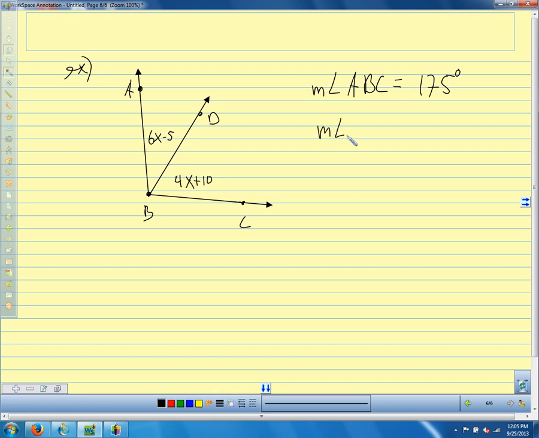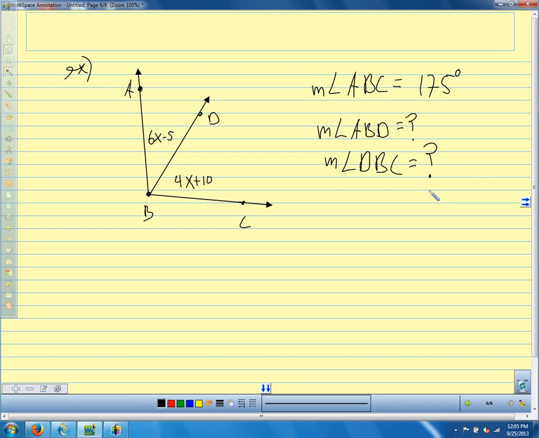And the problem asks us to find the measure of angle ABD and the measure of angle DBC. All right, so what are we going to do here? We have to find x. That's going to be our goal. Once we find x, we can plug it in and solve things. So how are we going to set this up?